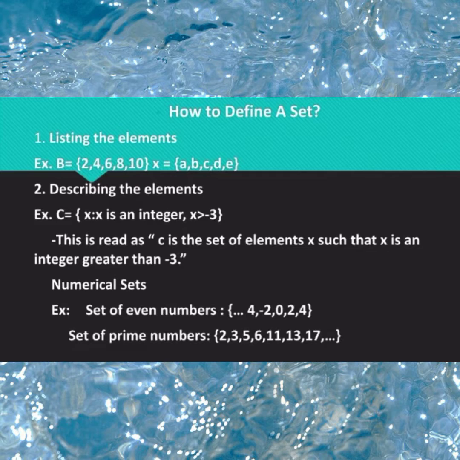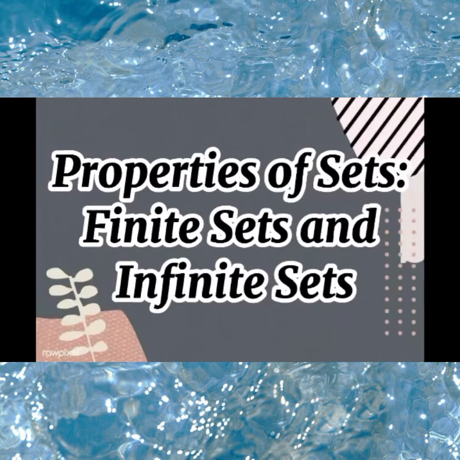This is read as C is the set of elements x such that x is an integer greater than minus 3. Numerical sets: set of even numbers, set of prime numbers 2, 3, 5, 7, 11, 13, 17, and so on. Properties of sets.